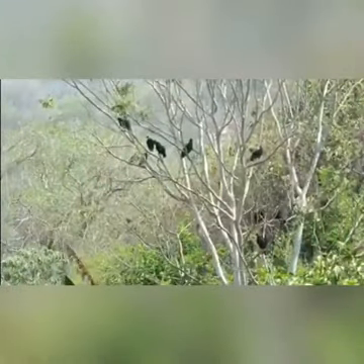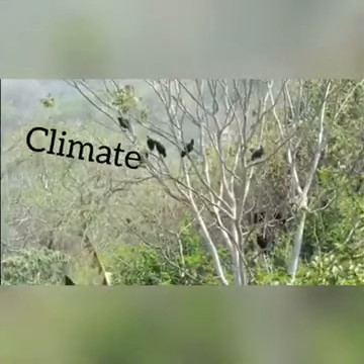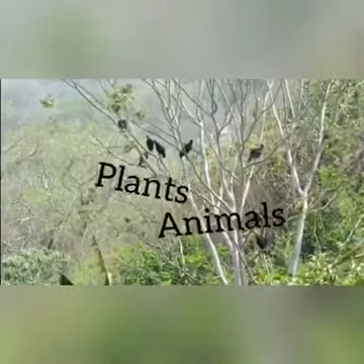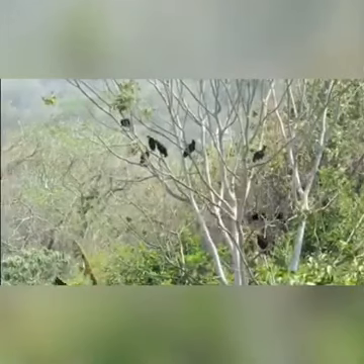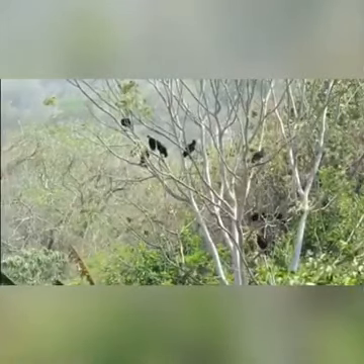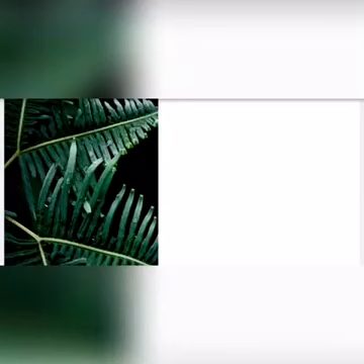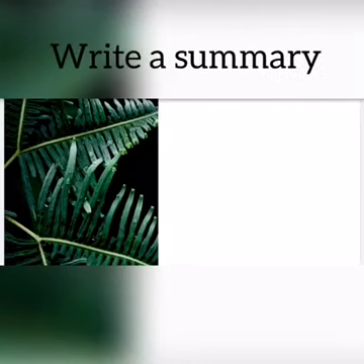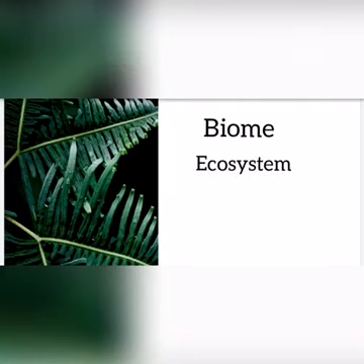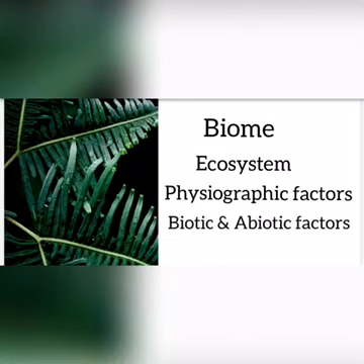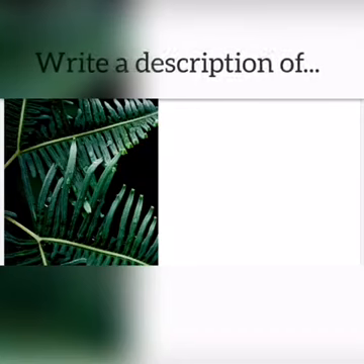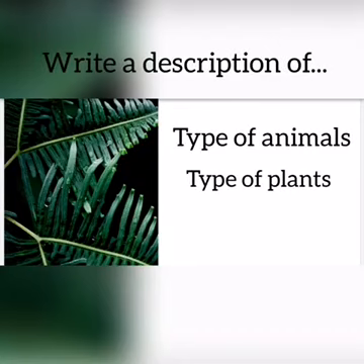Research what type of biome it is, judging on the type of climate, plants and animals which are found there. You can only focus on one biome. You then need to write a summary on that chosen biome. In your summary, you should include the following definitions: biome, ecosystem, physiographic factors, and lastly, biotic and abiotic factors. And also a description of the type of animals and plants which are found in that area.